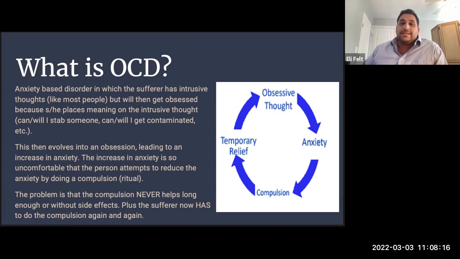The compulsion is an attempt to get relief. However, more often than not, in fact, I would venture to say, never does it help long enough. Never does it help without side effects. For instance, you'll end up spending way too much time doing a compulsion. You'll miss out on family events, social events, occupational stuff like that. And it can really be very detrimental to people. And we see how people really, really suffer when they start engaging in these compulsions.